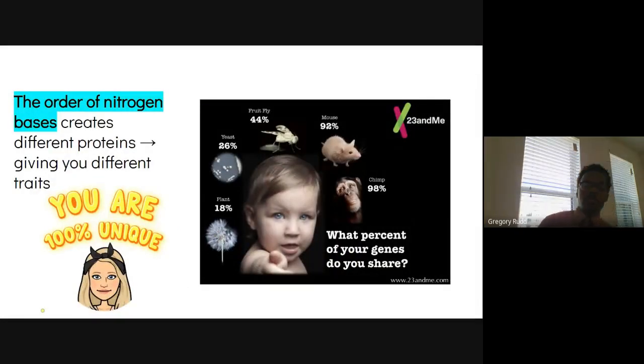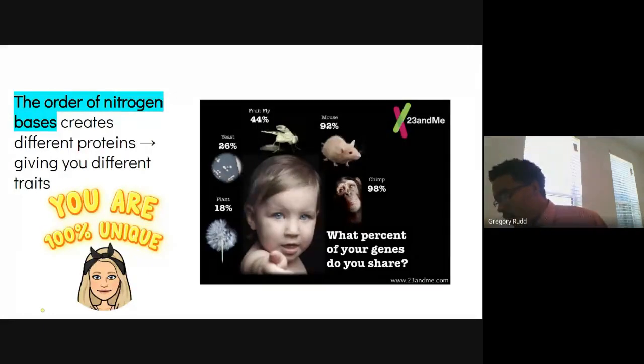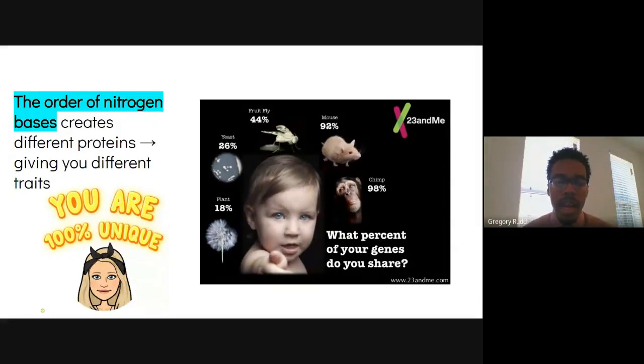Okay. And as we found out in that last question that Ayana answered, it's the order of the nitrogen bases that creates different proteins. And different proteins give you different traits. So it's the order of the bases that we need to be focused on. That's really important. Please make sure you write that down. It's the order of the bases that we need to be focused on.